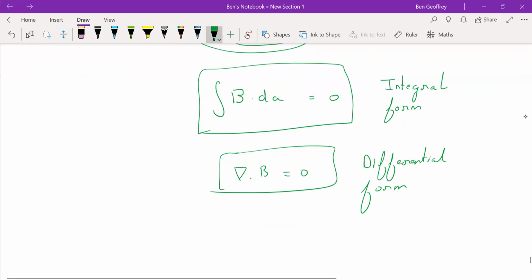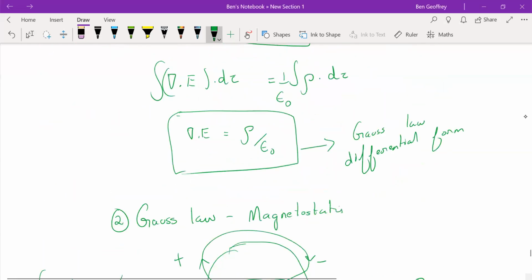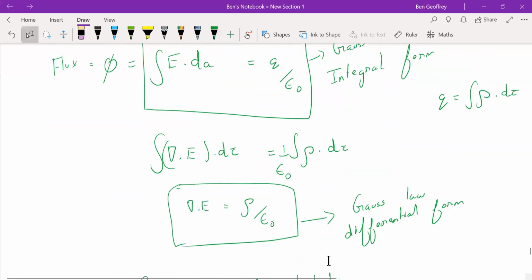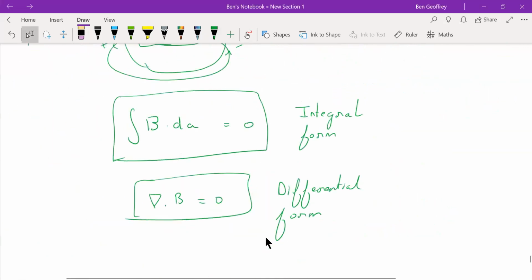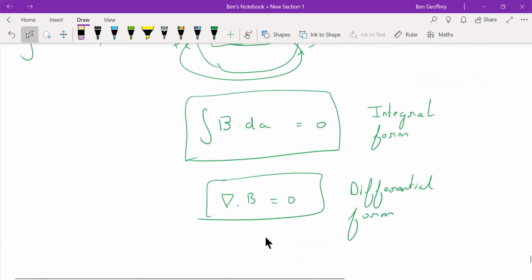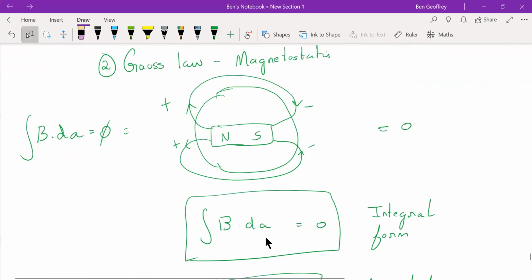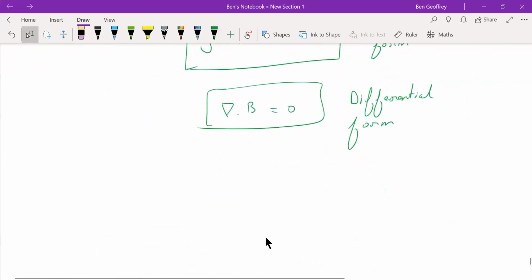Remember, all this is happening in empty space, because we are using epsilon naught, the permittivity of free space. In the magnetic case, we will come to use mu naught, the permeability of free space. That will become significant later, and I'll tell you why. Okay, so the next Maxwell equation.